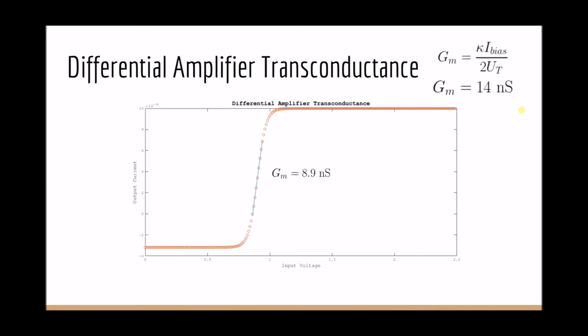Taking one of the curves, a linear fit was done in the high gain region to determine the transconductance. Using typical parameter values, we expected the transconductance to be around 14 nanosiemens. Our linear fit gave a slope which corresponded to 8.9 nanosiemens, which is still on the same order of magnitude.